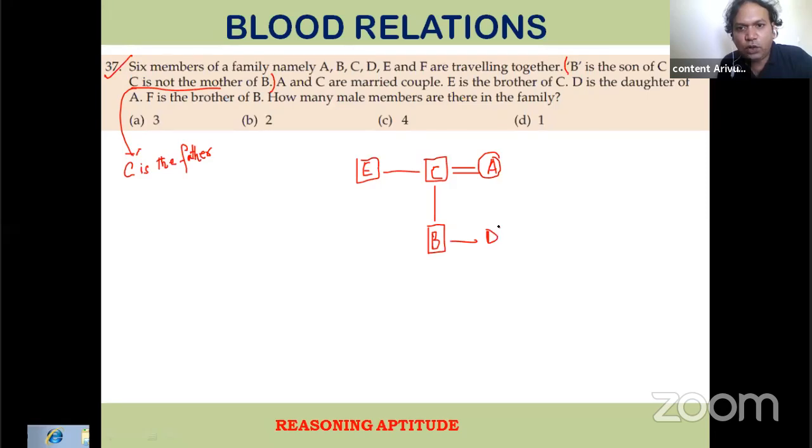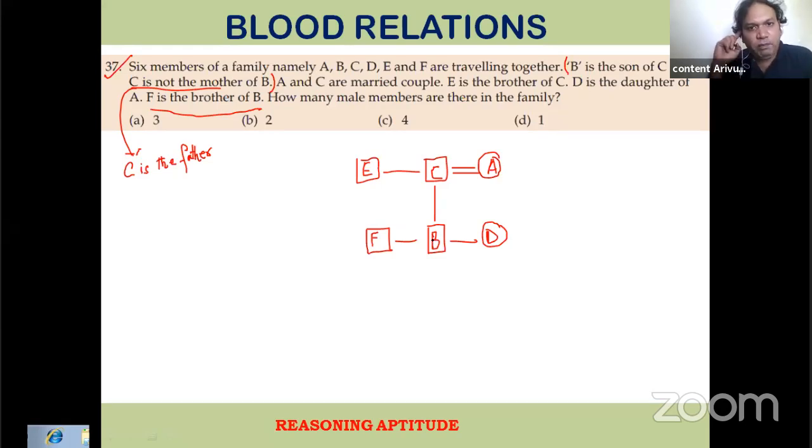D is the daughter of A. And F is the brother of B. So in fact, they have three children, F, B, and D. F is the brother, so F is a male.